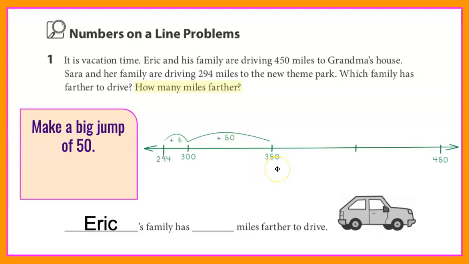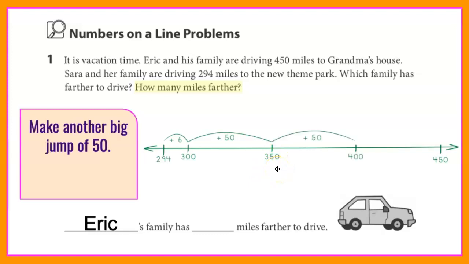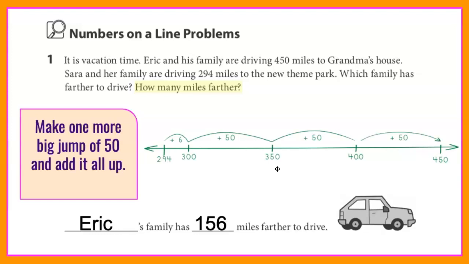But I know I'm not there yet. So I'll make another jump of 50 to get to 400. Still not there. Another jump to get to 450. And I can add up all my jumps. And I have the same answer of 156. Only this time it was a little faster. I got the same answer and I did a little less work. So we're really thinking about how we can solve our problems, making bigger jumps and being more efficient.